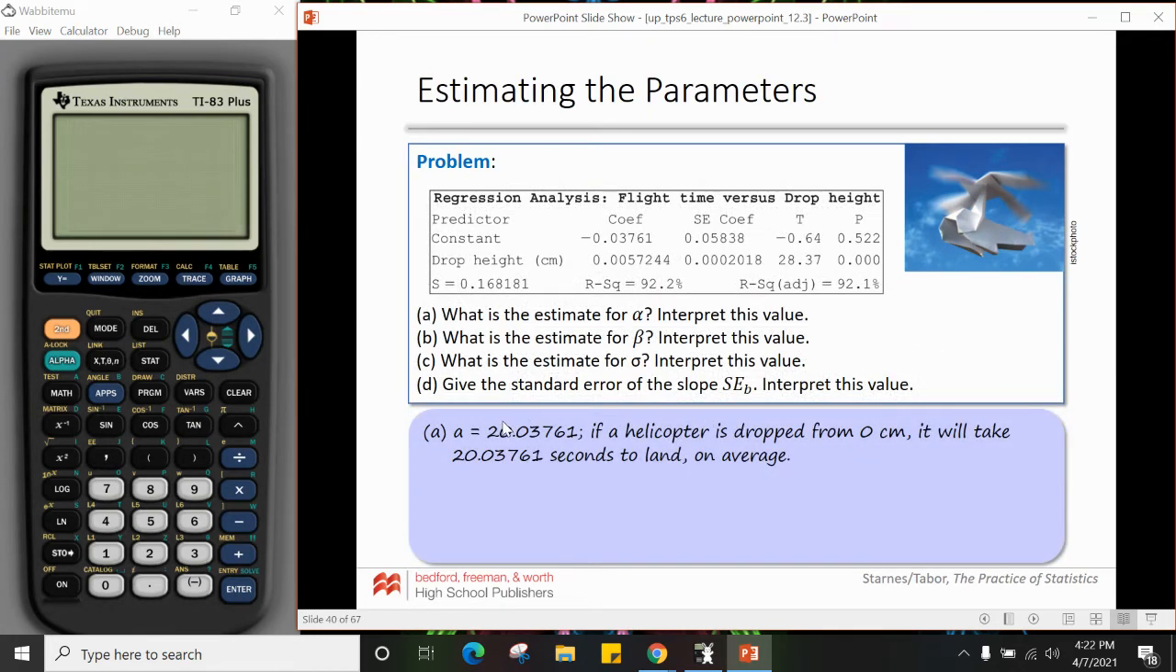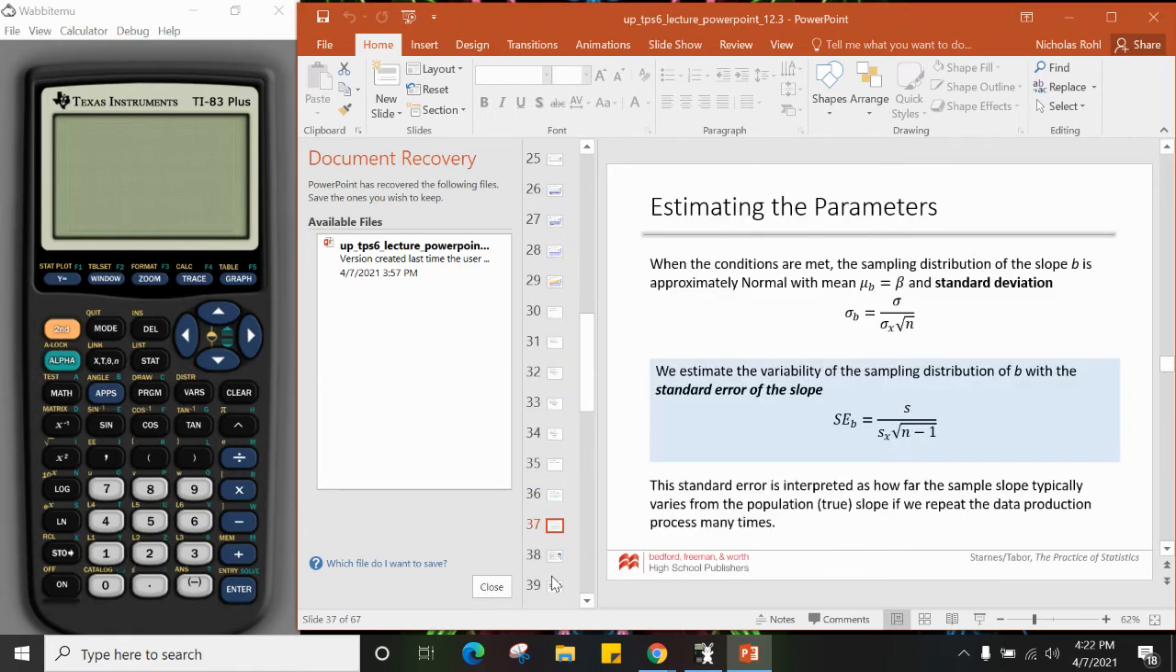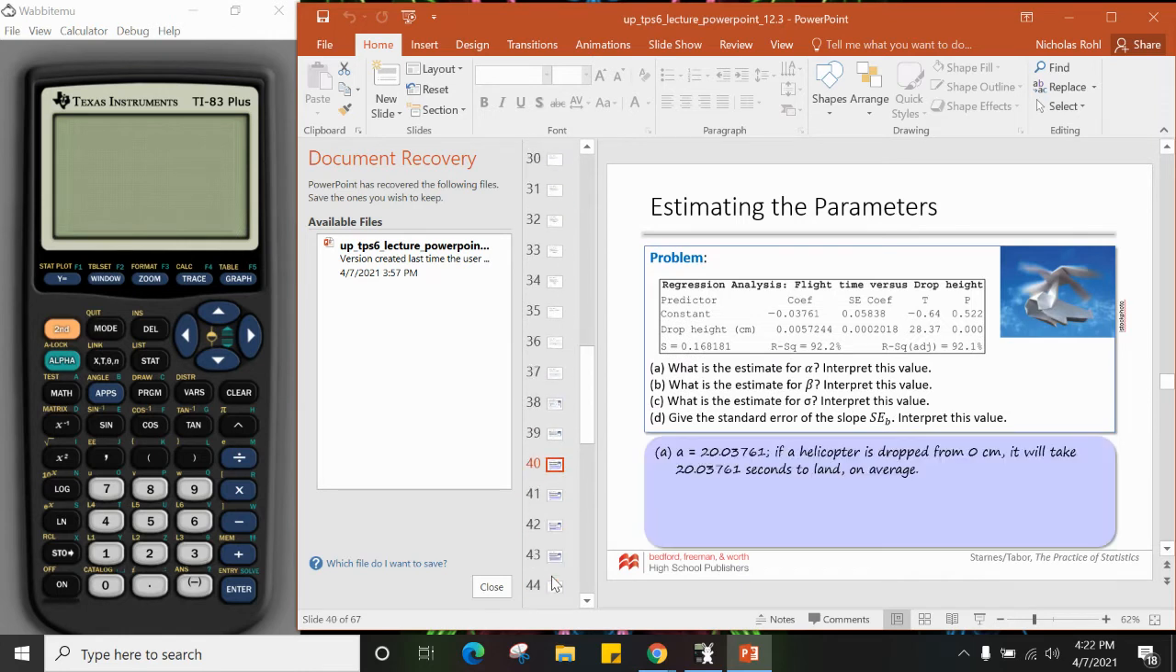Okay, I don't know why, oh, this didn't save. This should be, hold on. Sorry, I made these corrections, but they didn't save.